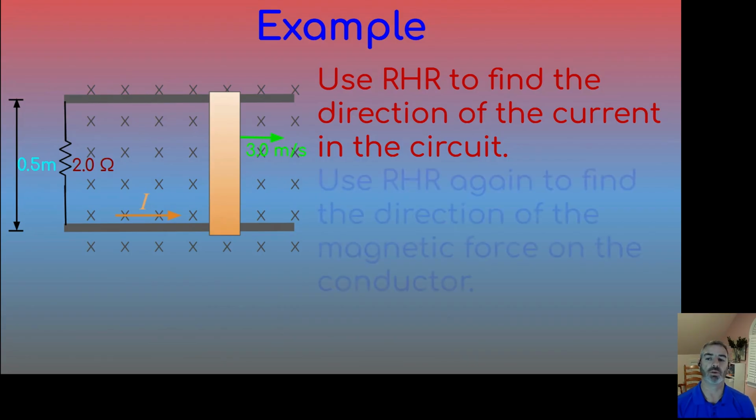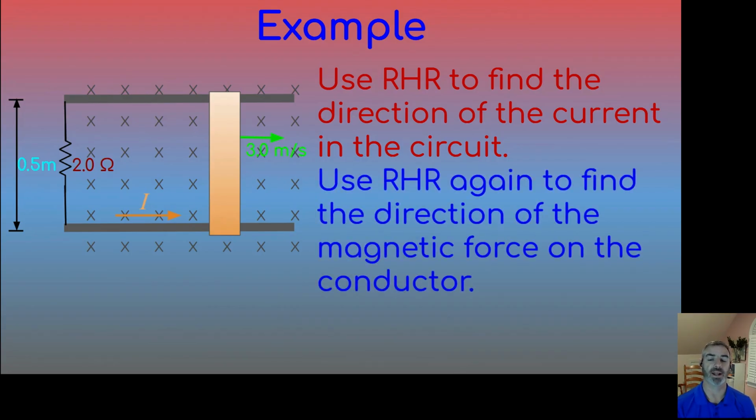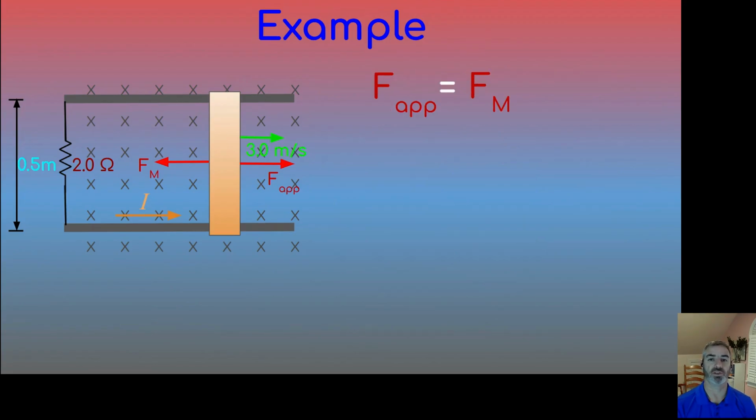Now, second, we're going to use the right-hand rule again to find the direction of the magnetic force on our conductor. The current is moving up along the rod. So we point our thumb up, our fingers into the page. That means our palm is facing to the left, and the magnetic force is going to be pointing to the left. Because the magnetic force is left, the applied force is to the right, and it's moving at a constant speed, that means the magnetic force and applied force are going to be equal. So we found the direction of the applied force, that's to the right.